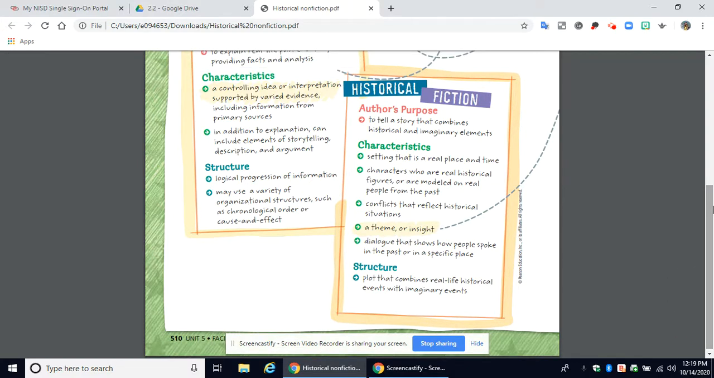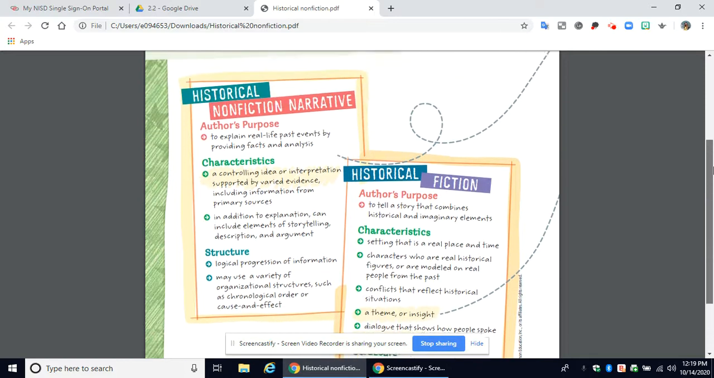Some characteristics of historical fiction are that the setting is in a real place, real time. The characters are real historical figures or are modeled on real people from the past. It has conflicts that reflect historical situations. It has theme and insight, and it has dialogue that shows how people spoke in the past or in specific places. And the structure for this is that the plot combines real life historical events with imaginary events.